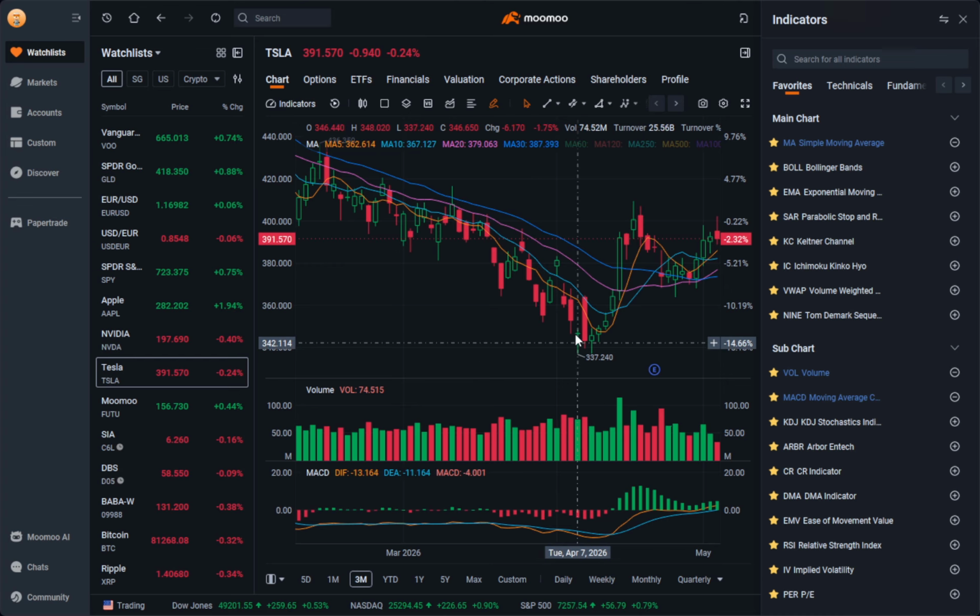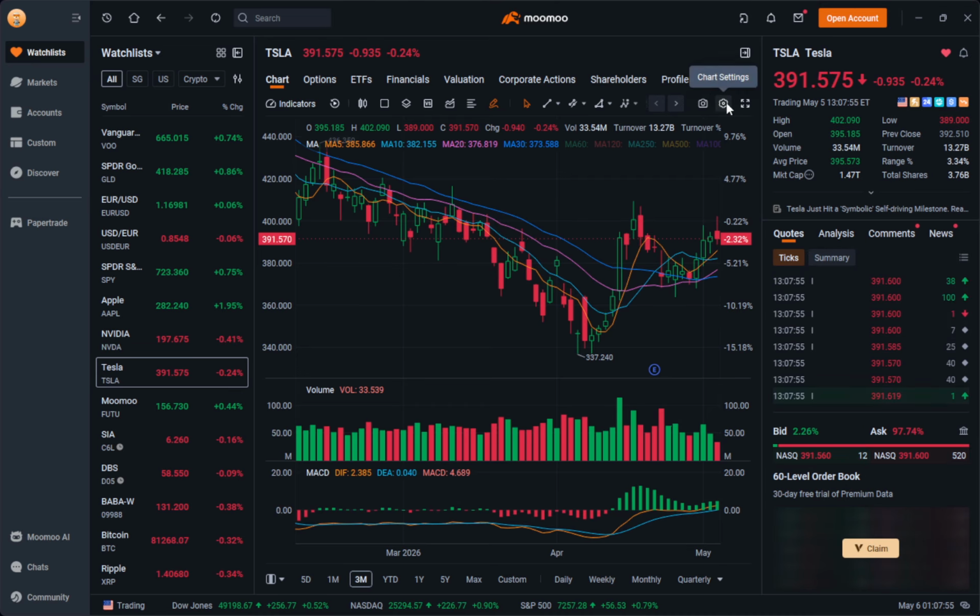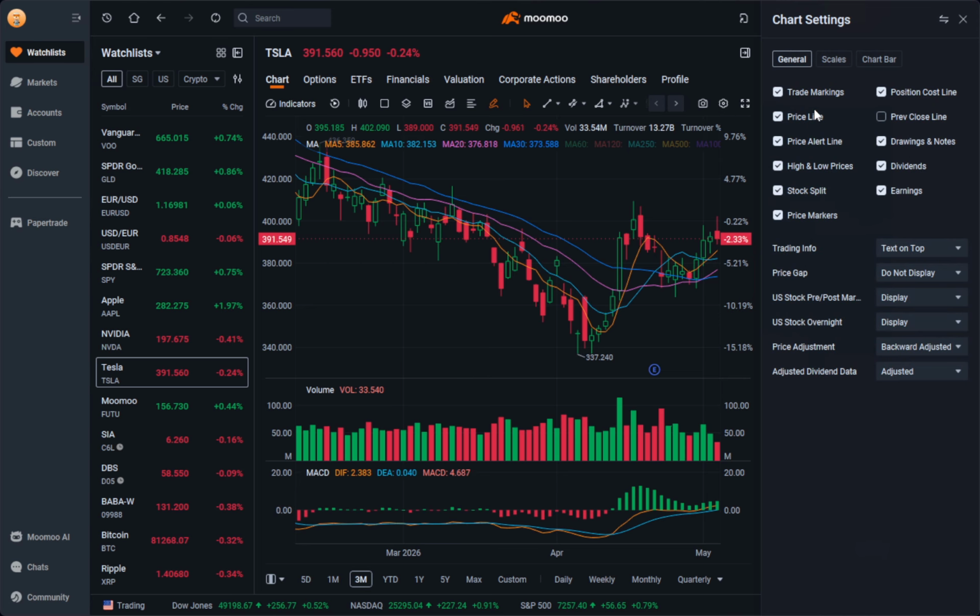Customize your chart to fit your style. Click the settings icon on each indicator to adjust inputs like MA 9, 20, or 50, and change colors for clarity. On desktop, you can even build custom indicators.